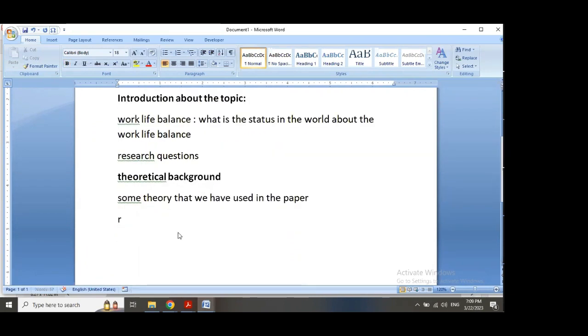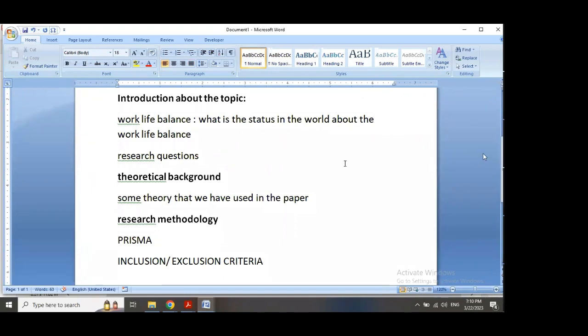Next is the research methodology part. The next part will be the research methodology part. In the research methodology part, the most important thing that you will be mentioning is the PRISMA model, right? The PRISMA model, I have already told you yesterday, with the inclusion and exclusion criteria. These are the things that you have to mention when you are doing your research methodology part.